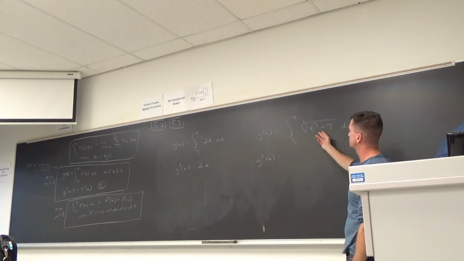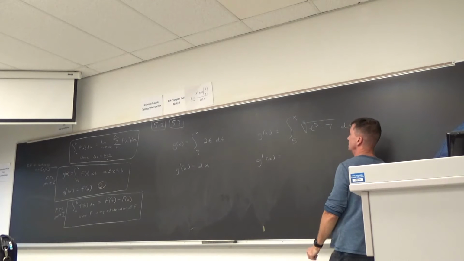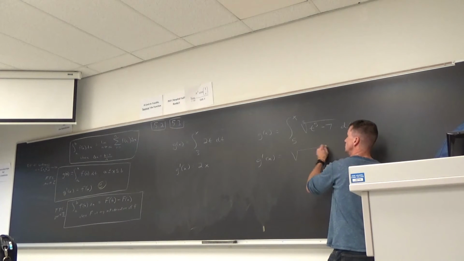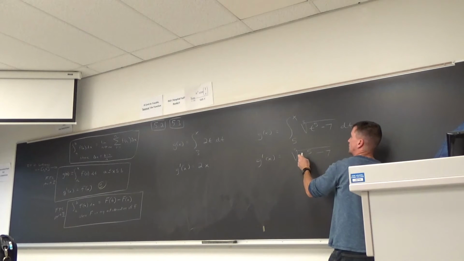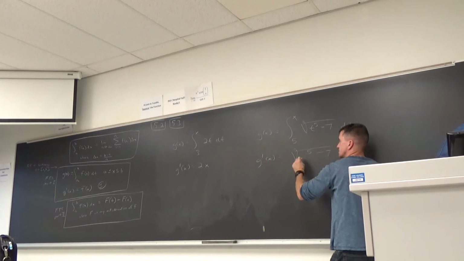Let me just make sure that function's continuous. Yeah, it's cube root. We're okay. What would this come out to be? Cube root of minus 7 to the 5th power. The only thing is, what variable do I have to use? X, because it's in terms of x.